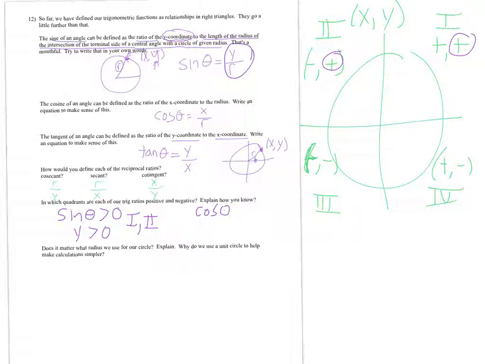Cosine of an angle is positive, in other words, when x divided by a positive number is positive. This is only true when x has positive values. That happens in quadrants 1 and 4.